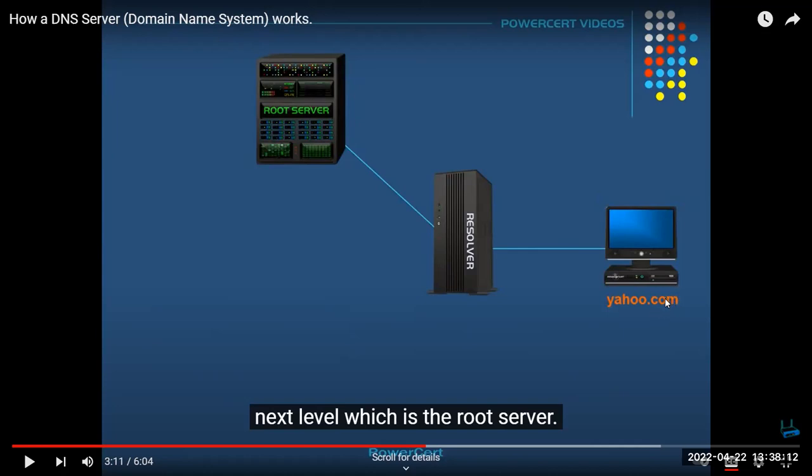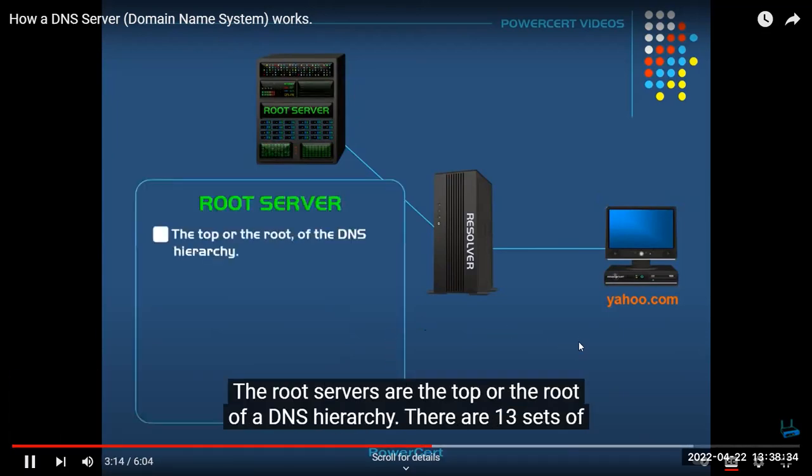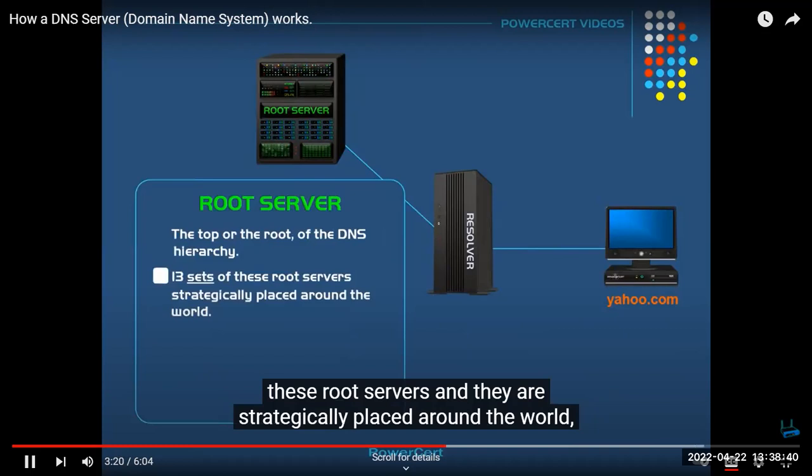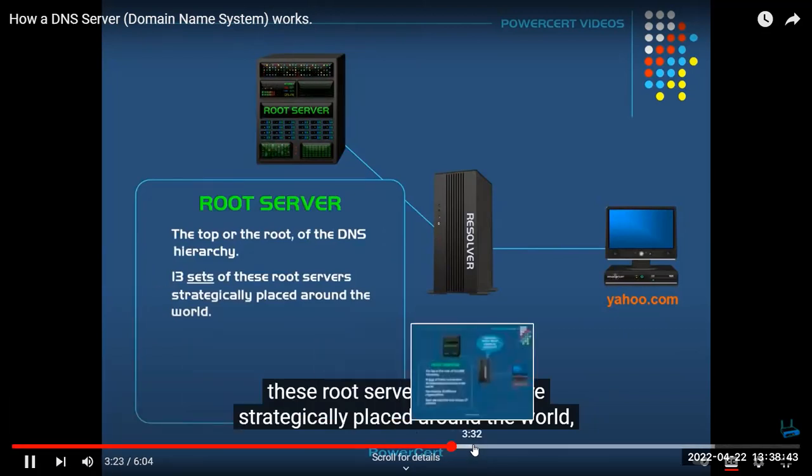Hey, I need to find .com. And the dot server goes, okay, here are the .com servers. The .com servers know from this DNS server, hey, I need to find Yahoo. So the .com servers know this is where Yahoo is. So they each hold a piece of this. It's like a chain reaction. Root server. The root servers are the top or the root of a DNS hierarchy. There are 13 sets of these root servers, and they are strategically placed around the world.